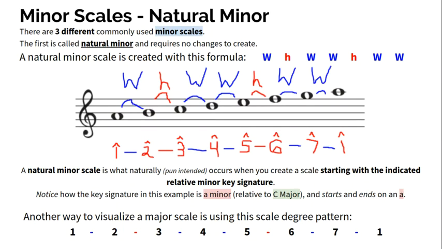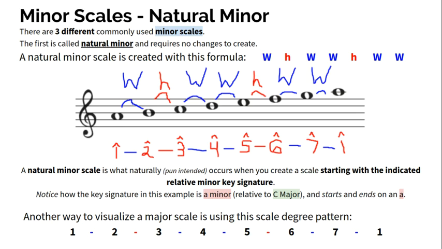Up next, we have our first glance at the minor scales. Now, we have three different kinds of minor scales we're going to be looking at, but we'll start with the easiest one first. The first one is called the natural minor and requires no changes to create. These are going to be the exact same notes that we used in our C major scale from the previous video. A natural minor scale is created with this formula: whole, half, whole, half, whole.